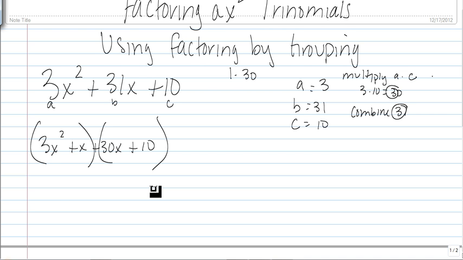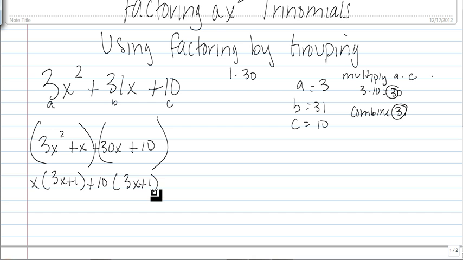So what do I have that I can take out of my first group? 1x. And when I take an x out, what do I have left over? I have 3x plus 1. Remember, when you take out something, you're dividing both of your terms by it. What about the back group? What can I take out of the back group? 10. And when I do that, what do I have left over?